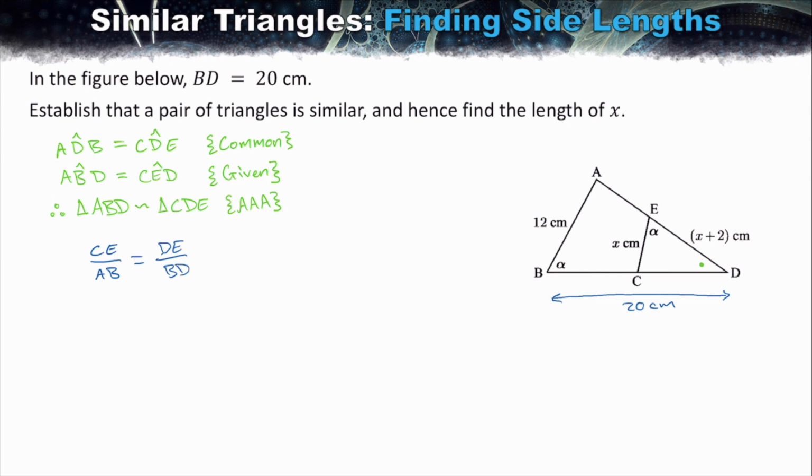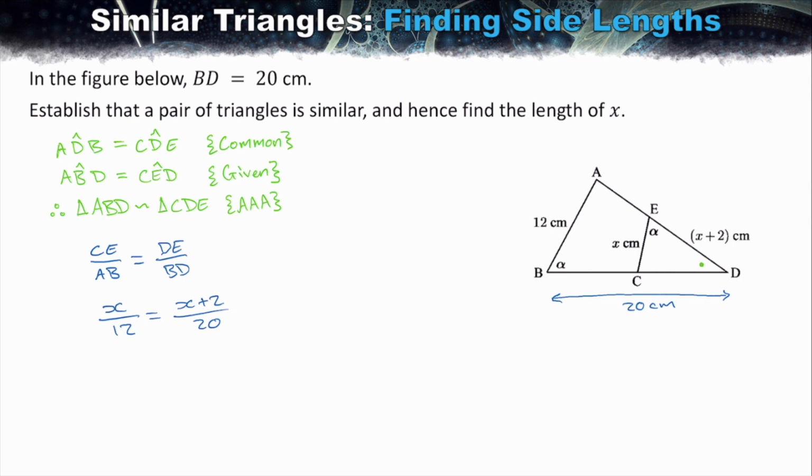So now we can substitute the information we have in here. Side length CE was x divided by AB, which was 12. And that's going to be equal to DE, which is x plus 2, divided by BD, which is 20. So suddenly we have a bit of an algebra problem that we've seen in a previous unit, where we've had to solve for x with an unknown on both sides. Now, we're solving it with fractions.